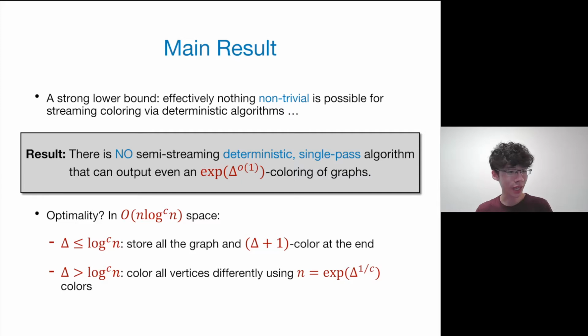So this is actually optimal, right? To see this, in n log^c n space, take 2 cases. If delta is small, if delta is less than log^c n, you can store the entire graph because the graph will only have at most n delta edges, and then do a delta plus 1 coloring at the end, just like with the greedy algorithm we showed in the beginning. On the other hand, if delta is large, then you can just color every vertex differently using n colors, which is a proper coloring. And it matches this bound, because n will be exp of delta to the 1/c, which matches this bound. So it is a tight lower bound.